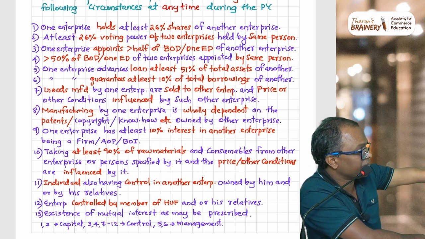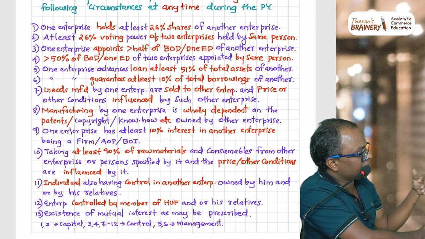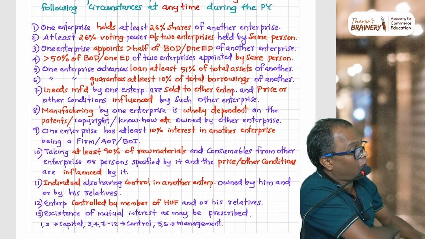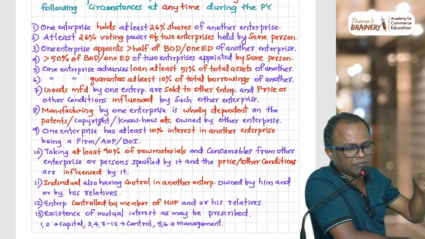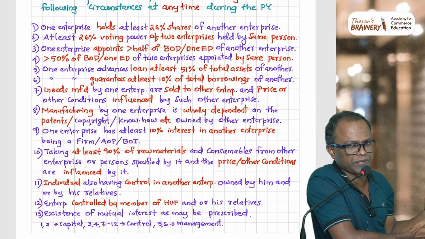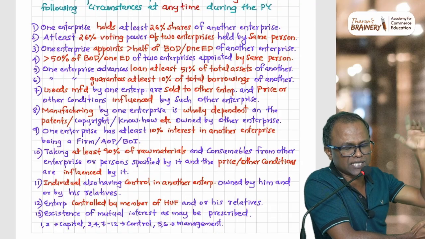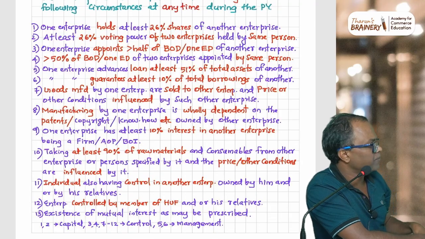And next one, giving a guarantee, not directly giving a loan. For obtaining a loan, one entity is giving a guarantee, and that guarantee is at least 10% of the total borrowings of the other enterprise. So an Indian company has total borrowings of 100 crore. Out of 100 crore, at least for a 10 crore rupees loan, if another foreign company gives the guarantee to the bank, then that foreign company and this Indian company will be treated as AE.